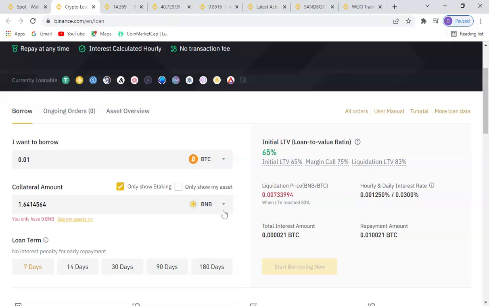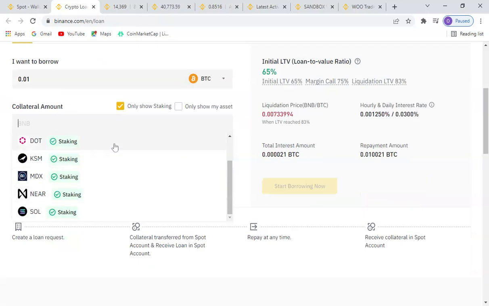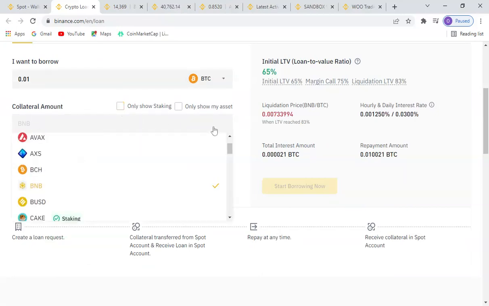I'm now going to click on this as we do not have any cryptocurrencies that we want to stake. But when you click on this search button, you will see a list of cryptocurrencies that if you hold and stake, you can also use them as collateral for your crypto loan facility. Untick this next and click on this option.